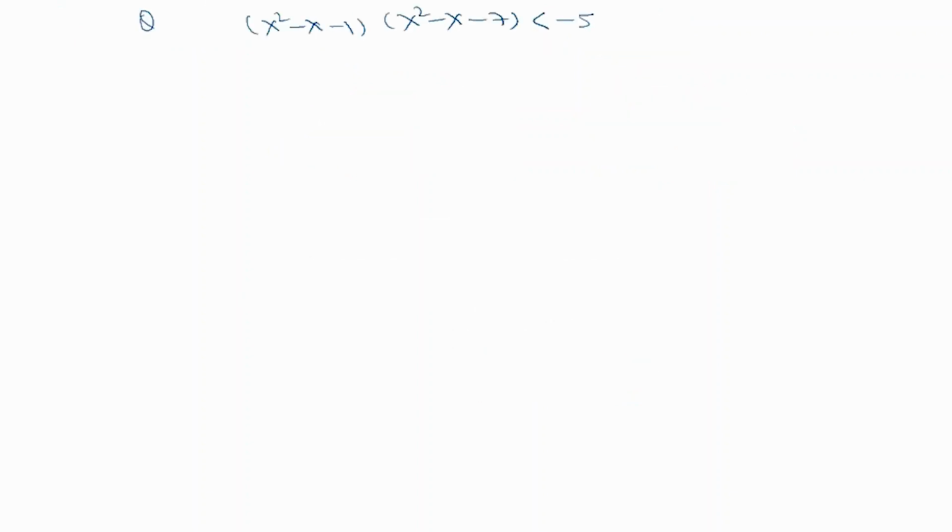Now basically it's a polynomial equation of 4th degree. But what I see here is a pattern. I see x square minus x here and I also see x square minus x there. So what I'll do is I'll let x square minus x be some y. So I'll write y minus 1, y minus 7 is less than minus 5.